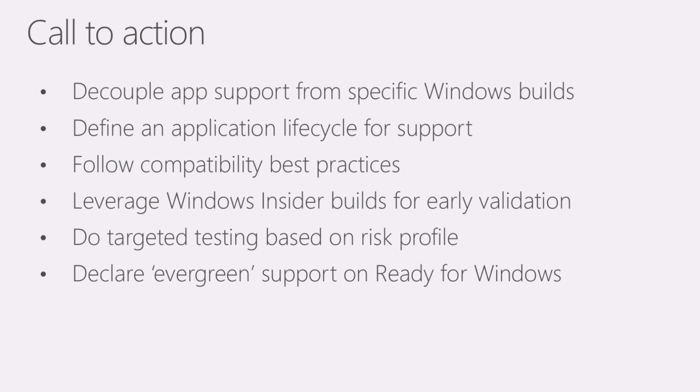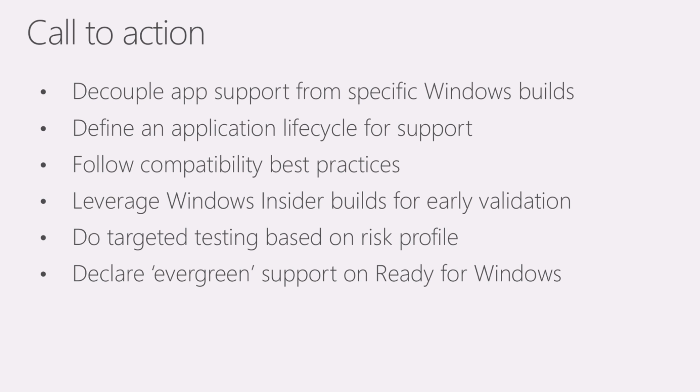Define an app life cycle. You want to be able to say, hey, this version of my app is supported for 2 years or 3 years. And within that time frame, it doesn't matter how many builds of the OS come out, my app will stay supported and I will provide support for my apps. Follow the compatibility best practices. I think the two biggest gotchas are OS version and undocumented APIs. If you're a driver developer, there are more best practices in the compatibility cookbook.